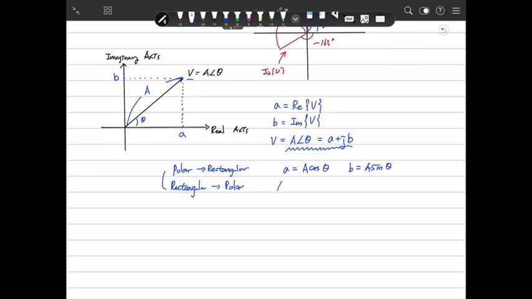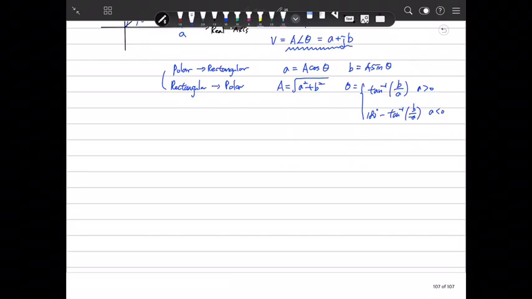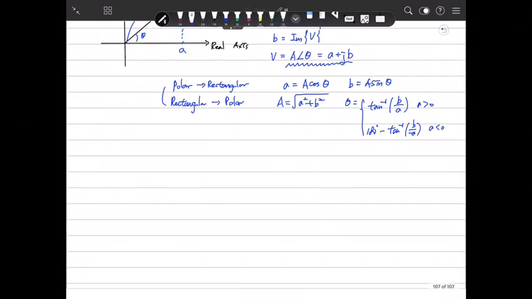Then the magnitude will be the square root of A squared plus B squared. And theta will be arctangent of B over A when A is positive, or 180 degrees minus arctangent of B over the absolute value of A when A is negative. And this is important here.